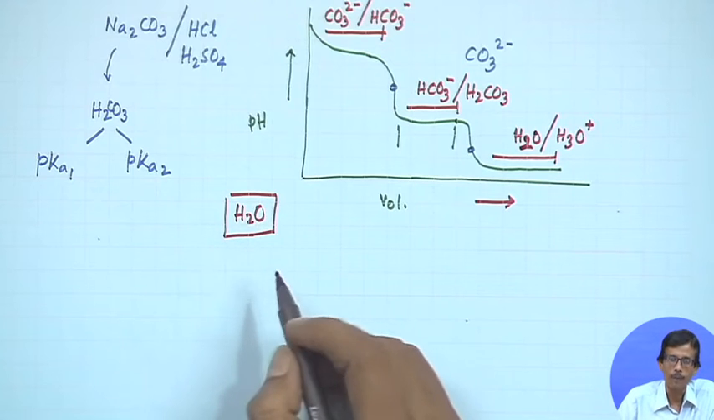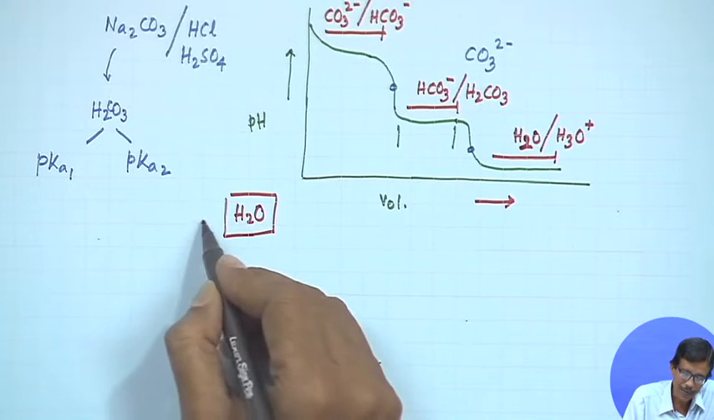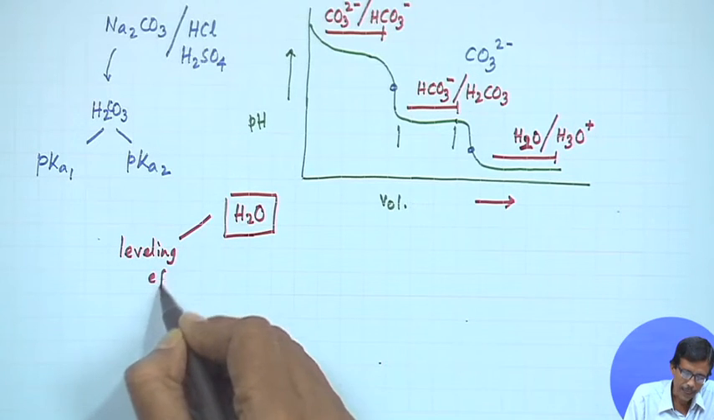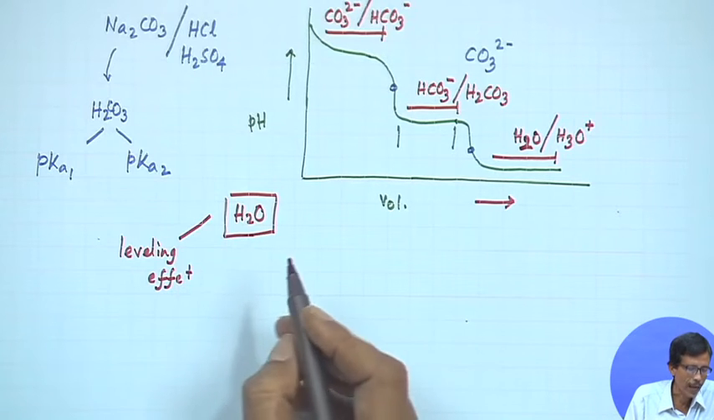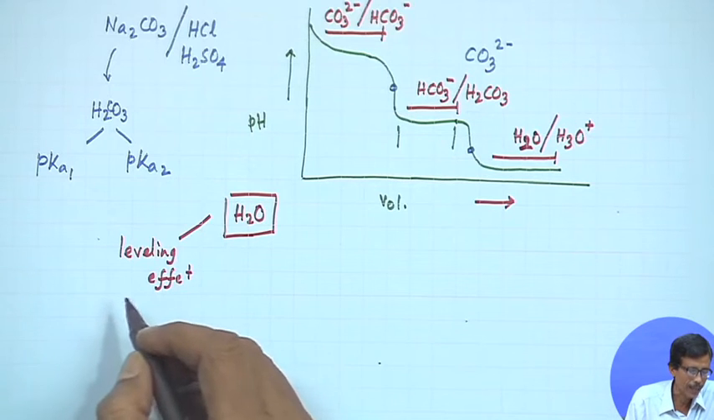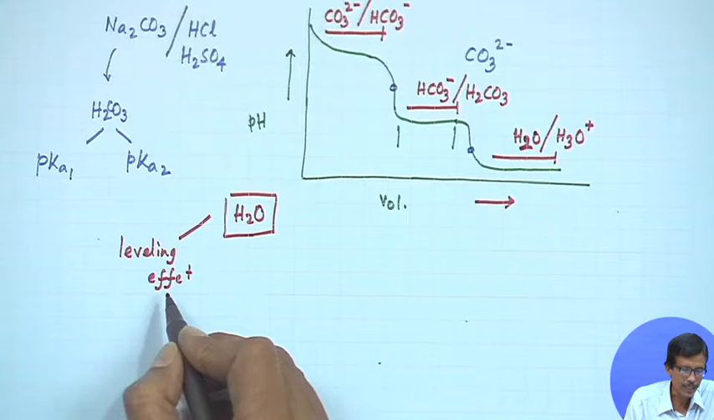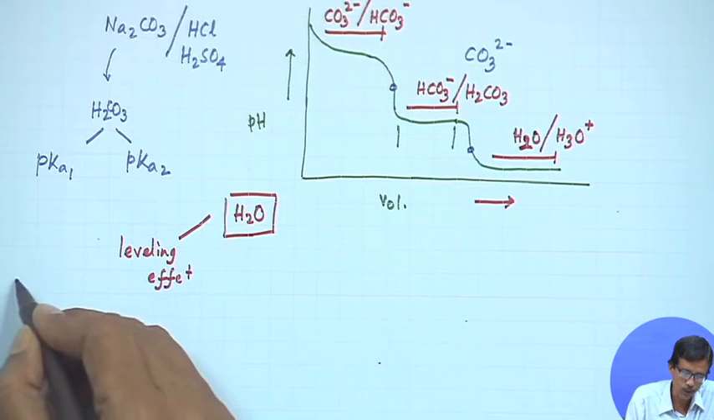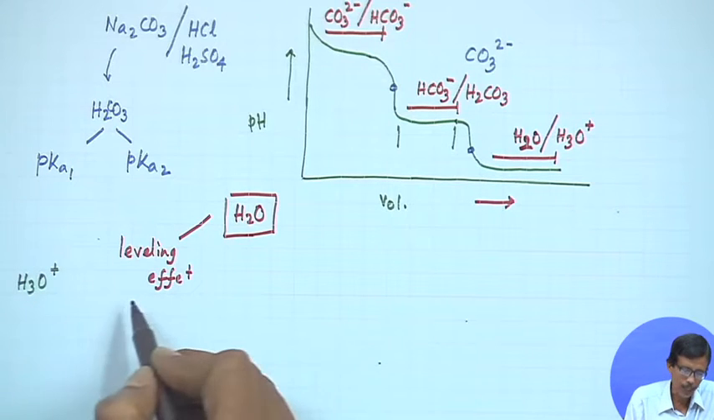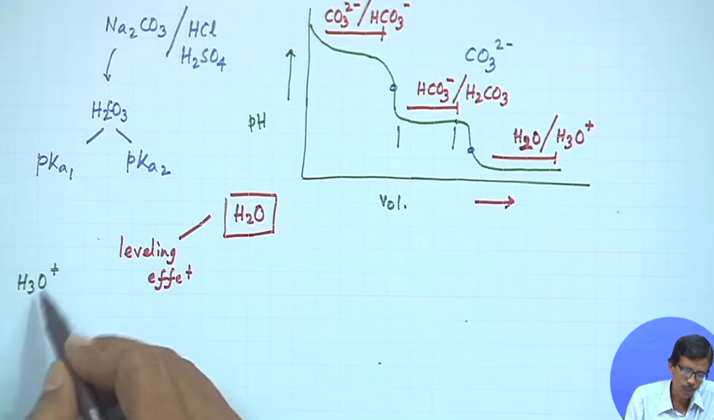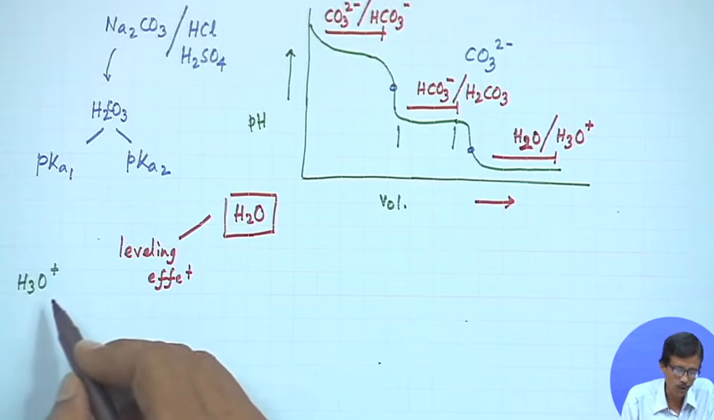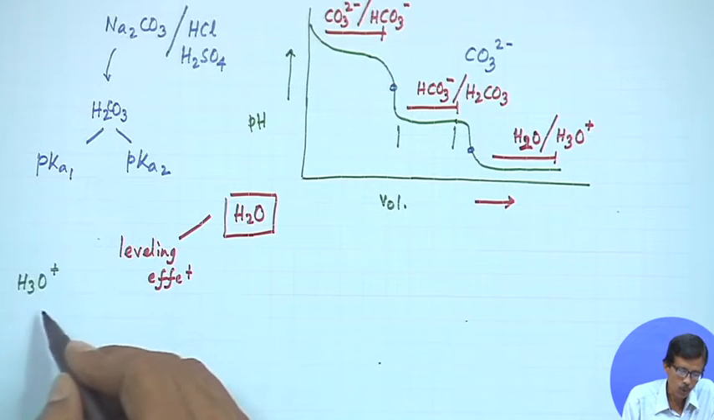plays an important role. So, water can show what we call a leveling effect, and that leveling effect is that if we have an acid whose strength is higher than that of our water, so any acid which is more acidic than your H3O plus species will donate the proton to water. So, any acid whose acidity is higher than that of your H3O plus will donate the proton to water.